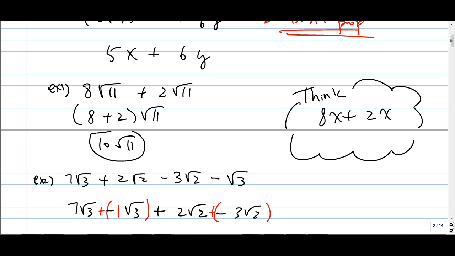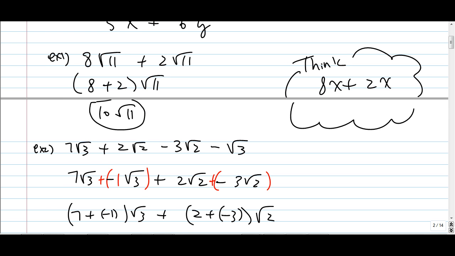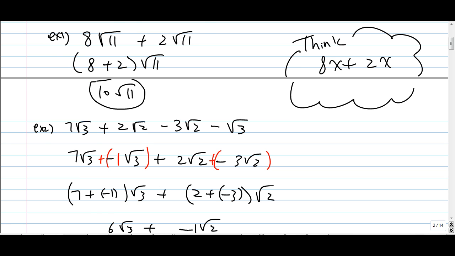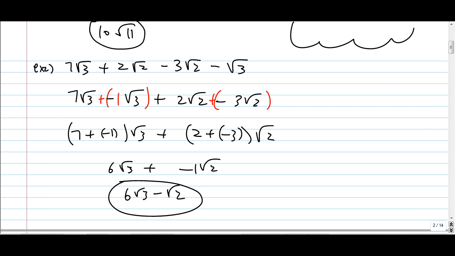Will, tell me what to write. You get 7 minus 1 in parentheses times rad 3, and plus 2 minus 3 in parentheses times rad 2. That's right. So we get 6 rad 3 plus negative 1 rad 2. Of course, this is the same as 6 rad 3 minus rad 2. Could we go any further? No. That's all you could do. Any question? Pretty easy.